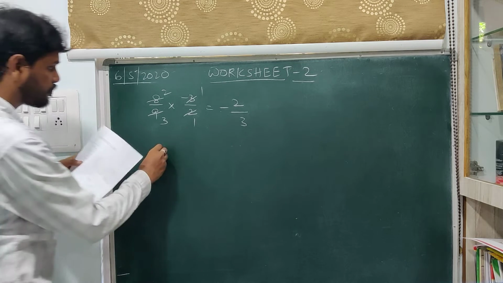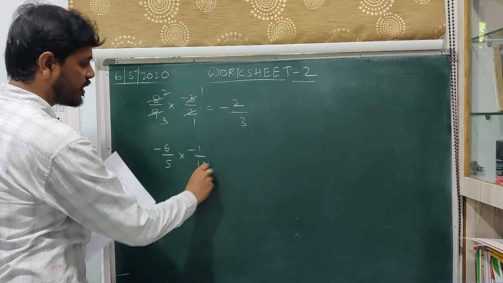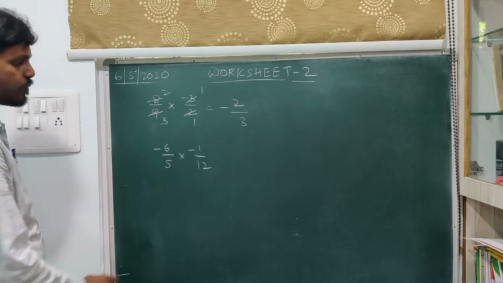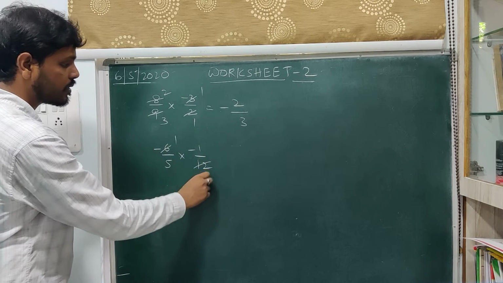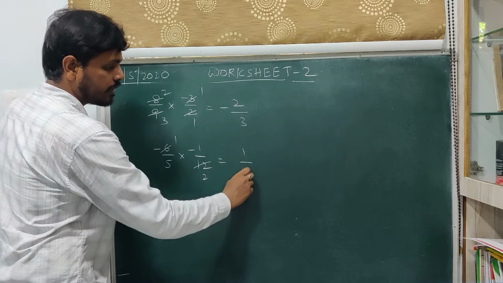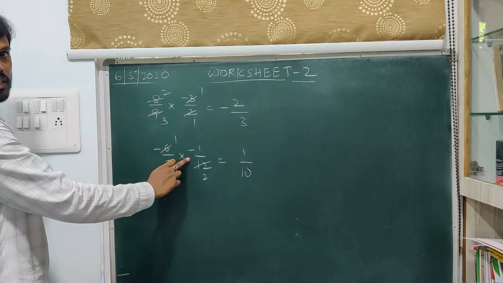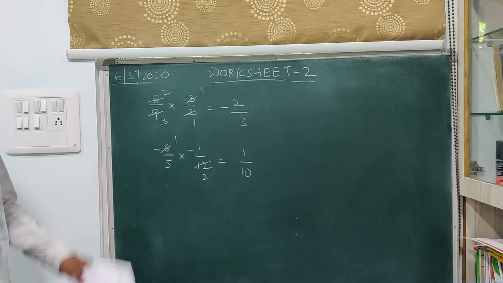Now next one, minus 6 by 5 into minus 1 by 12. Again here the cancellation is possible. 6 and 12 go in the same table: 6 ones are 6, 6 twos are 12. So 1 into 1 is 1, 5 twos are 10. We are multiplying numbers of the same sign: minus into minus gives you plus. So the answer is 1 by 10.